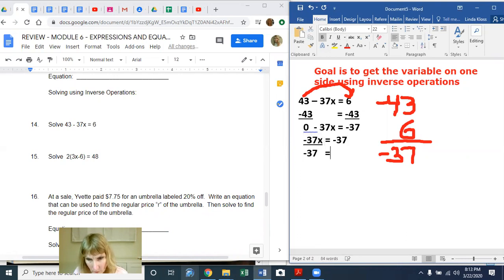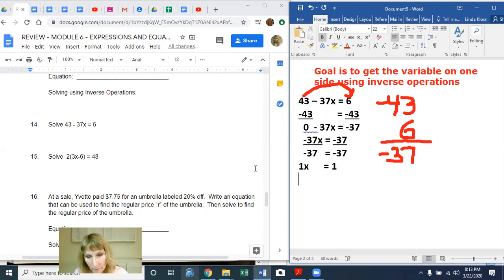And we have to do the same thing to the other side. Whatever you do to one side, you need to do to the other. Keep our equation balanced. So now, negative 37 divided by negative 37 right here is going to be positive 1x. Don't forget there's that x there. And that equals negative 37 divided by negative 37, which is positive 1.